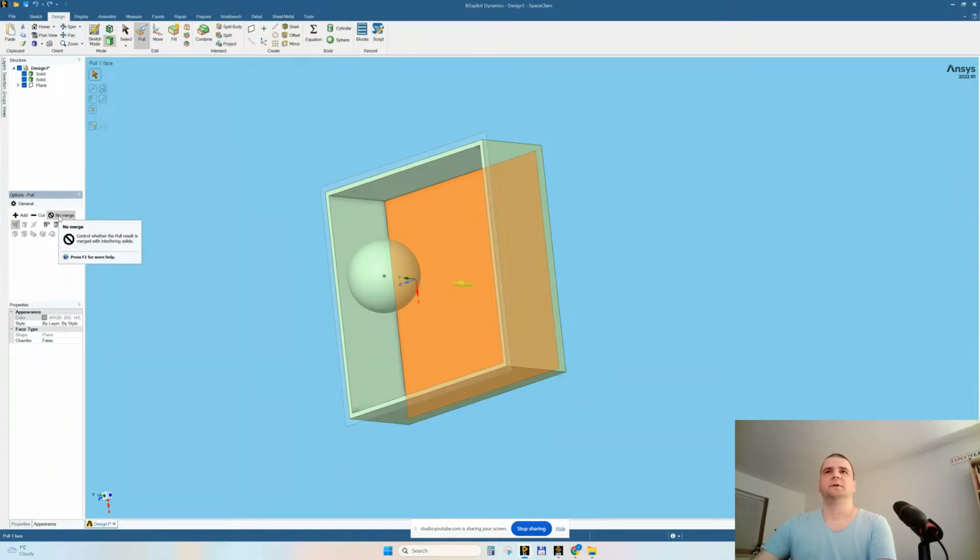Hit again, no merge. Maybe add. All right, add material when you pull. Let's see. 300 was, yes? No, we still have two bodies. No problem. Undo. There is also this solution.